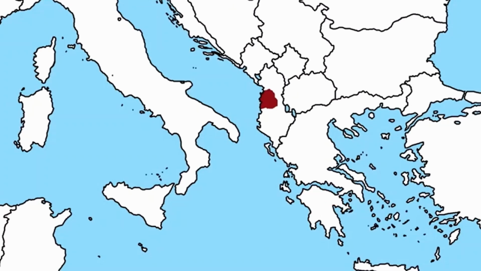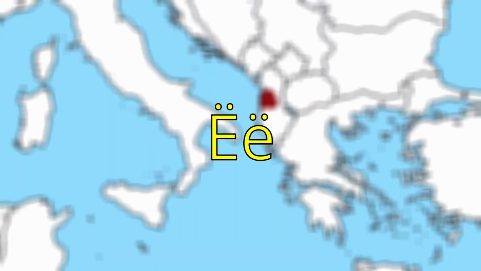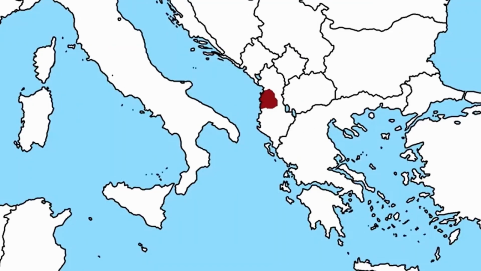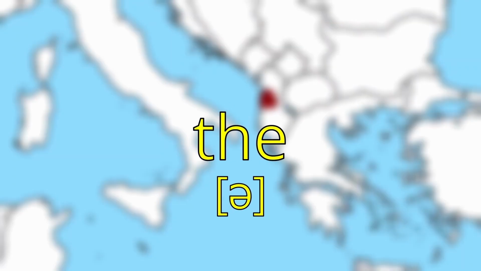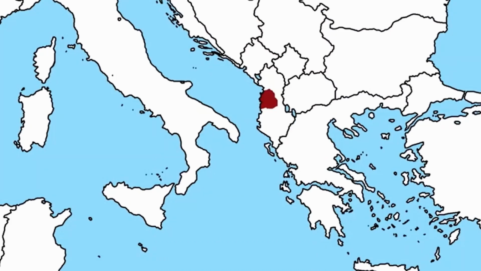and orthography. So, what do you see first when you look at any Albanian text? Of course, a lot of strange letters. This is E with two dots, and that letter represents the schwa sound, like in the English word "the". This is one of the most popular letters in the Albanian alphabet and a very characteristic feature of the Albanian language. But this is where the weirdness only begins.